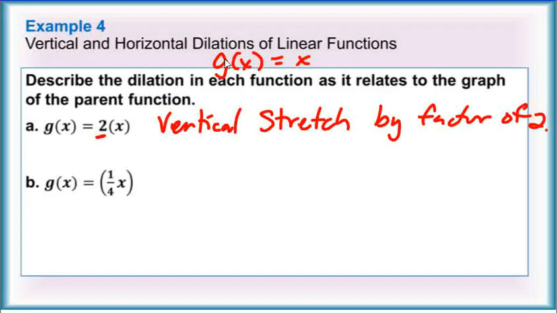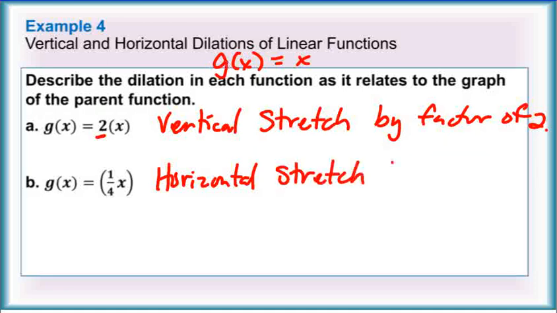Next, g of x equaling 1/4 x. You notice the 1/4 is in parentheses, so this is also in front of the x. So this is a dilation, but because it's on the inside, this is a horizontal dilation. And now I have to look at the absolute value of 1/4, which is 1/4. 1/4 is less than 1. For a horizontal dilation, that would be a horizontal stretch by a factor of 1/4.